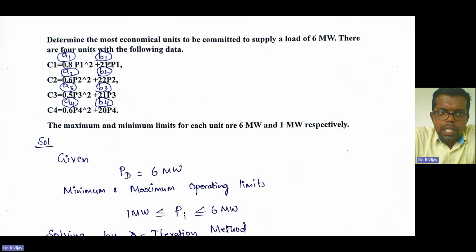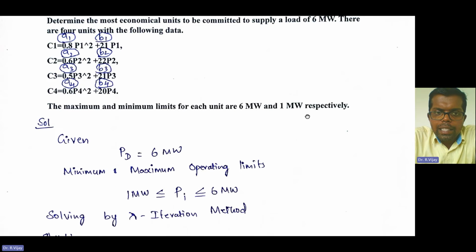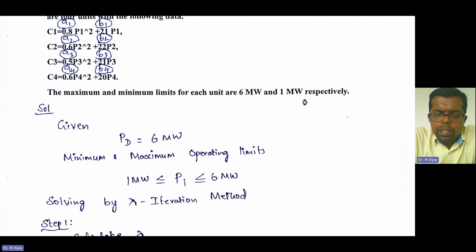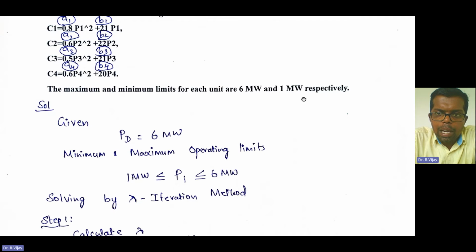If the problem is given, and you are going to solve by using the Lambda iteration method, first you mark the fuel cost coefficients, that is A1, B1, A2, B2, A3, B3, A4, B4. So it is very easy for you to substitute and get the answer. Next, the maximum and minimum limits for each unit are given as 6 megawatt and 1 megawatt respectively. Like this, the problem is asked in the exam. You need to solve it like this by using the Lambda iteration method.